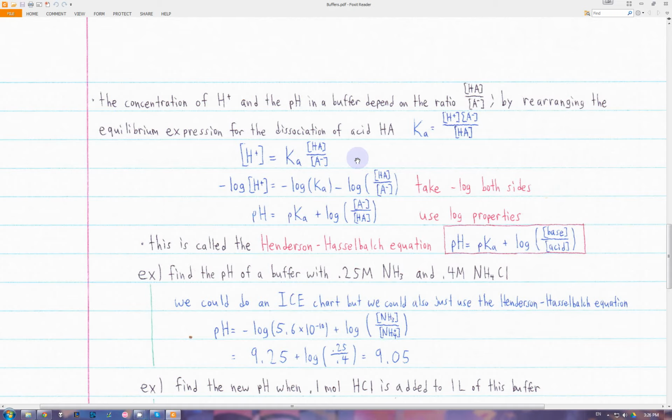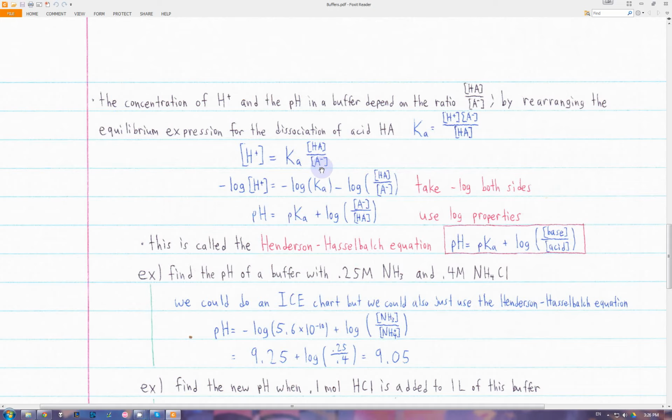So by rearranging the equilibrium expression for the dissociation of a weak acid, we can find that the concentration of H plus, and therefore the pH, really depends on this ratio of the weak acid to its conjugate base. So in the previous video, we did an example with buffers where we started with 0.5 moles of 0.5 molarity of acetic acid and acetate ion. So this ratio was 0.5 over 0.5, or just 1.